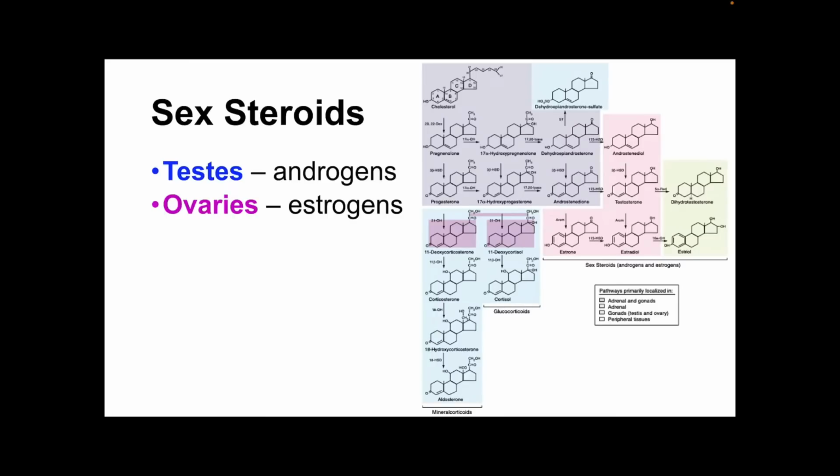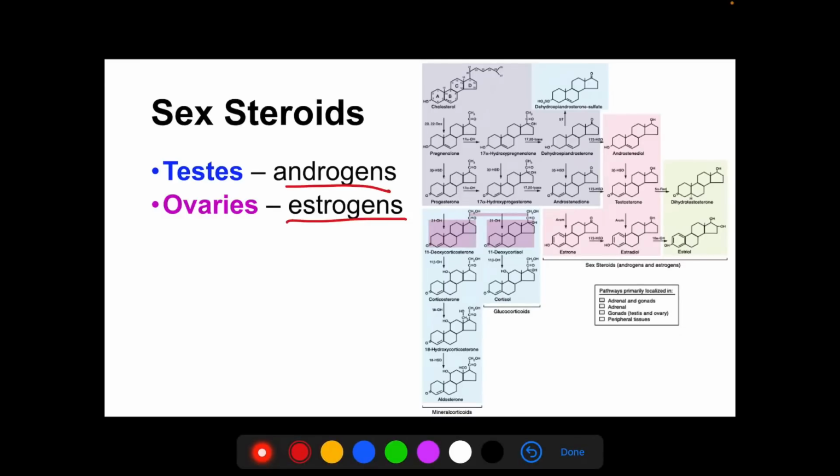We have the testes and the ovaries, which synthesize the sex steroids, the androgens, and of course, the estrogens. And as we know, they all come from a common precursor, the cholesterol. The specific hormone secreted by an endocrine gland depends on the presence and, of course, the relative activities of various enzymes in this steroid pathway. So I hope you still remember this steroidogenic pathway.